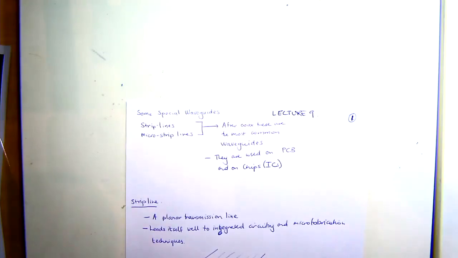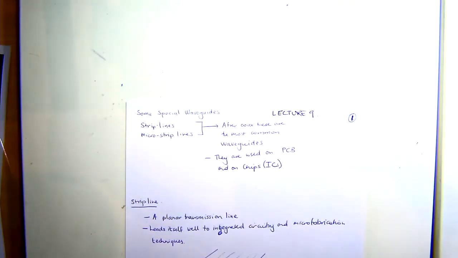All right, now to this part of the lecture, what I was going to talk about is some special kinds of waveguides. We've talked about coaxial waveguides, we've talked about two parallel lines, and we talked about two parallel plates. That was in the past. Today, what we're going to talk about is strip lines and microstrips.